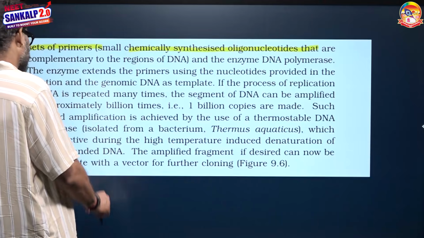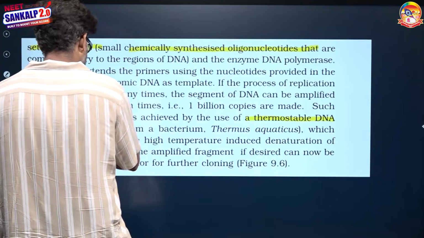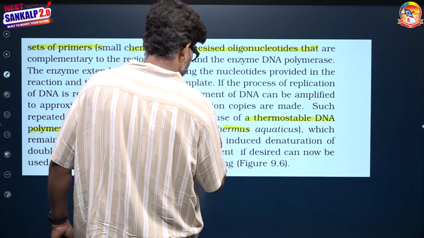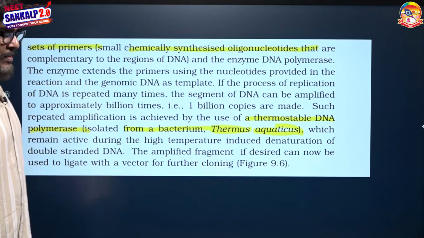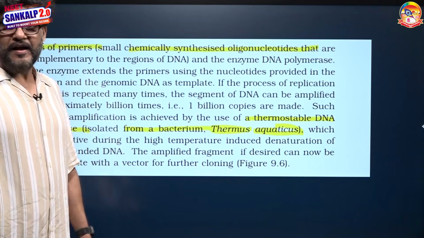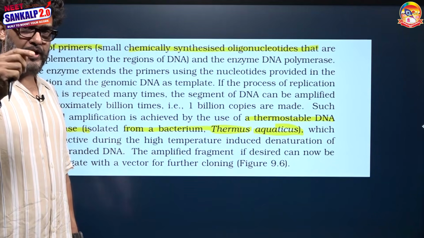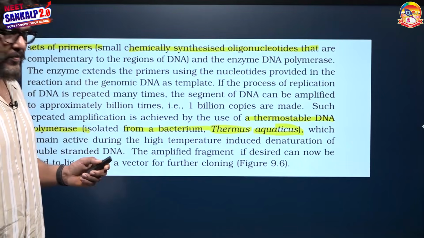The use of thermostable DNA polymerase is very important. It is isolated from a bacteria called Thermus aquaticus, so-called Taq polymerase. This is the bacteria from which this Taq polymerase was isolated, and it can tolerate even 94 degrees centigrade temperature. That is why PCR was made possible.